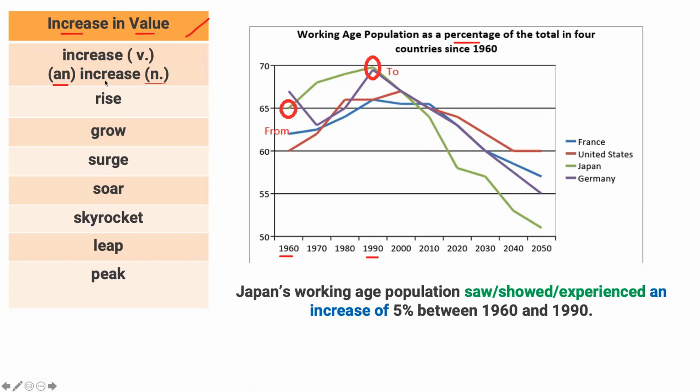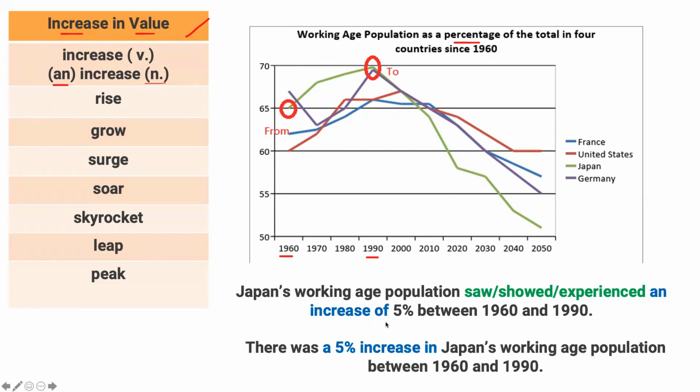So if you use increase as a noun, obviously you'll need another verb to go along with that noun. And some really great examples are saw an increase, showed an increase, or of course, experienced an increase. I would definitely make note of these 3 verbs. They are very common to use with the noun of increase. And of course, you want to say an increase of because you're looking at a specific percent, a specific number.